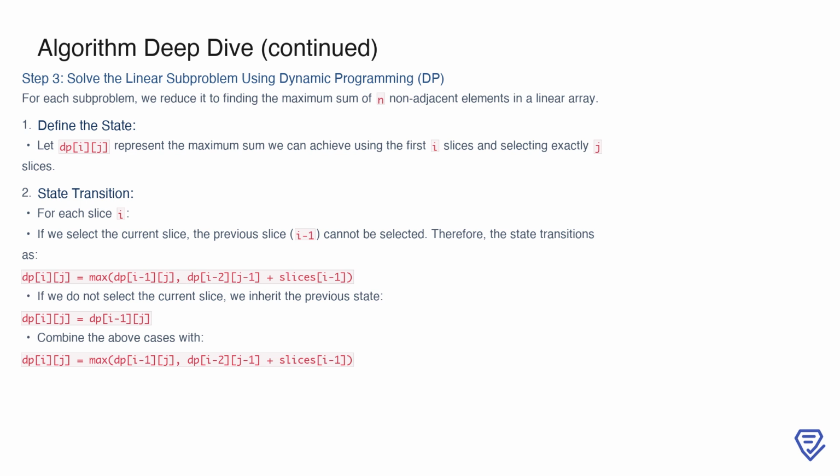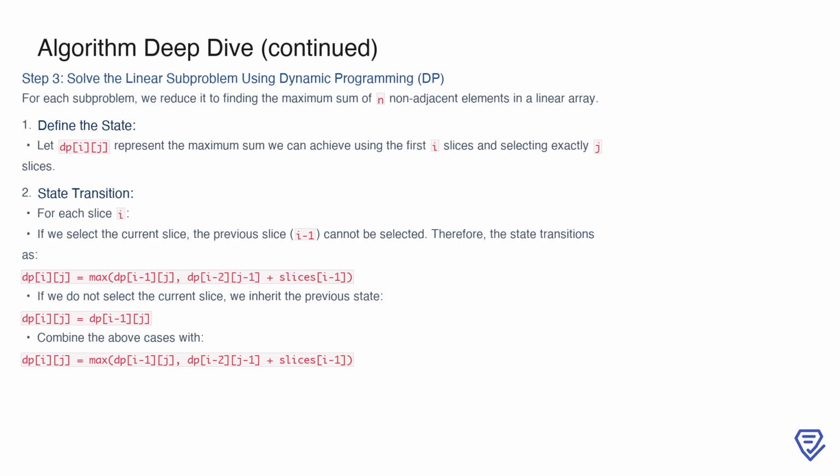The state transitions are as follows: if we select the current slice, the previous slice cannot be included, which leads to the formula dp[i][j] equals dp[i-2][j-1] plus slices[i-1]. If we do not select the current slice, the state is inherited from the previous computation, dp[i][j] equals dp[i-1][j]. Combining these cases, the state update becomes dp[i][j] equals max(dp[i-1][j], dp[i-2][j-1] plus slices[i-1]). This transition ensures that we account for both possibilities, selecting or skipping the current slice, while maintaining the adjacency constraint.